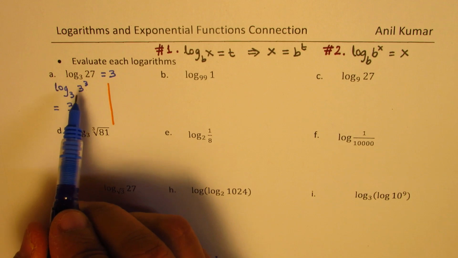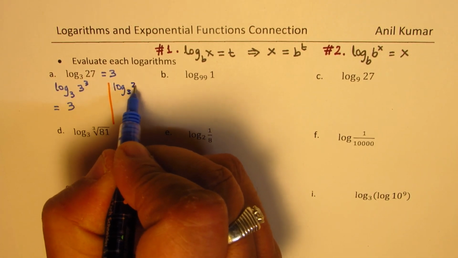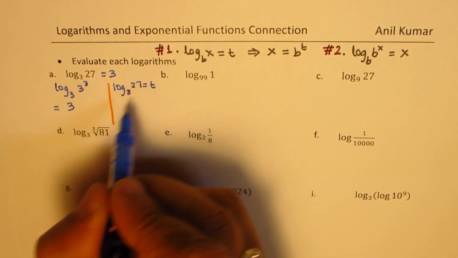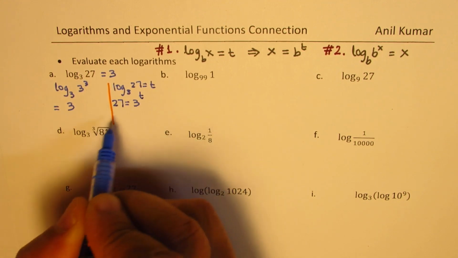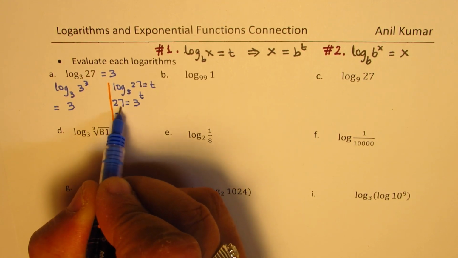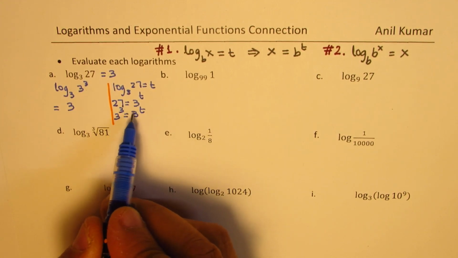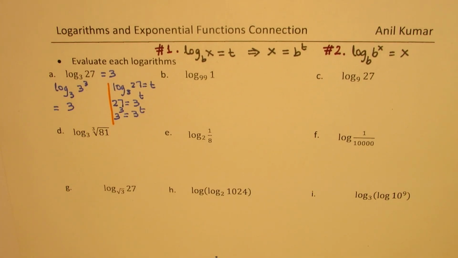Now, if I say that log to the base 3 of 27 is something else, let's say t, then we can also write this as 27 equals 3 to the power of t, and 27 is 3 cubed, right? So do you see this? So t equals 3, and we get the same answer because all this is t. Does it make sense to you? So you could adopt any method.